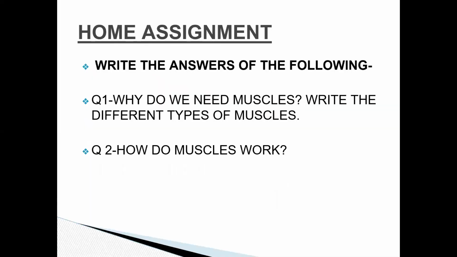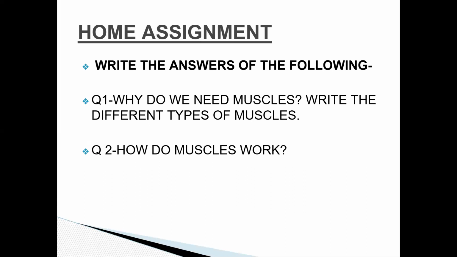Now, home assignment. I've given you two questions. You have to write the answers of these questions in the notebook where you have done the work of lesson 2. Same notebook, you have to write these two answers also. First question is, why do we need muscles? Answer: muscles are needed for the movement of the body because they are attached to the bones, and when bones are attached with muscles, they provide the movement to our body.